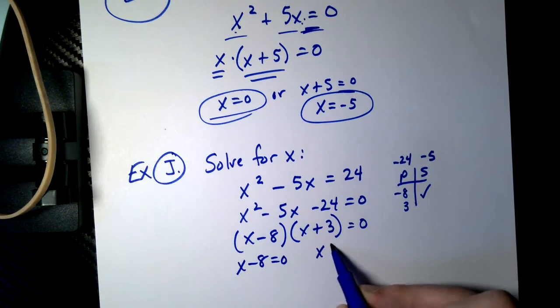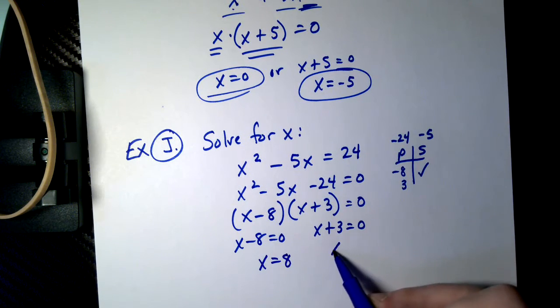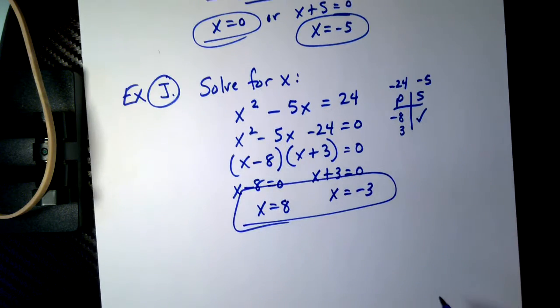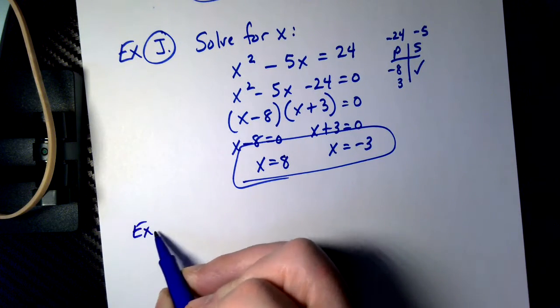Then set each one equal to 0. This parentheses equal to 0. That parentheses equal to 0. I get x equals 8, x equals -3 for my two answers. This is all a review of factoring from Algebra 2.